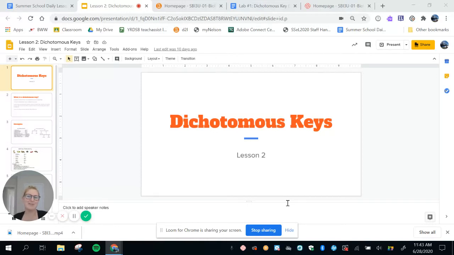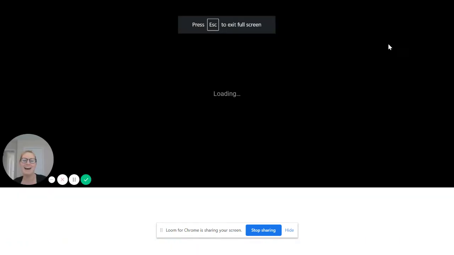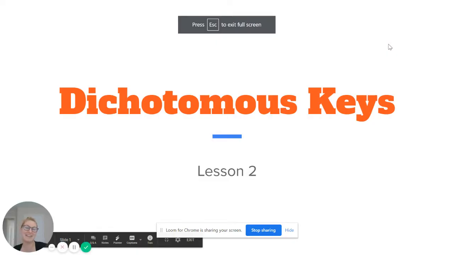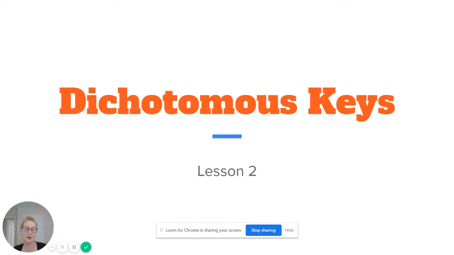Hi everyone. Today we're learning about dichotomous keys. This is a tool that taxonomists and biologists use to help us classify different things, living as well as non-living. So we're going to actually have a lab about this. So I will be referring back to some concepts about the lab.